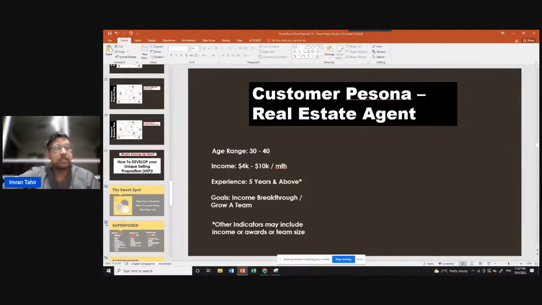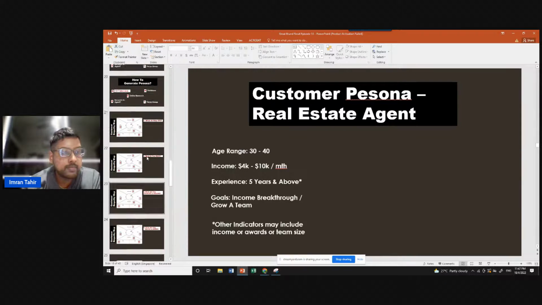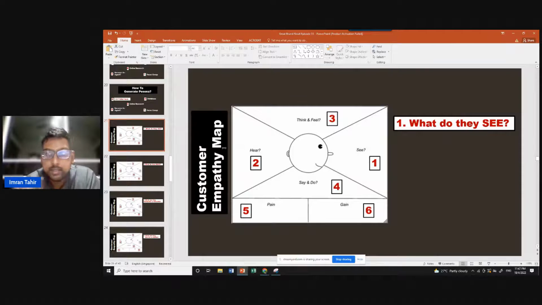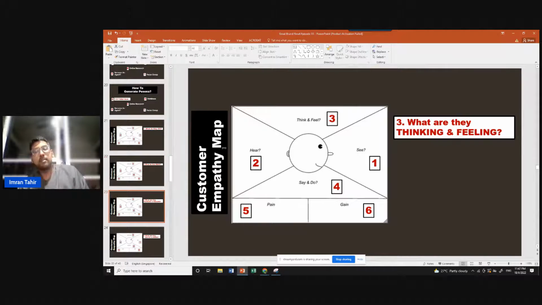And then you start to fill up this 6-step process: what they see, what they hear, how they think and feel, what they say and do, what the pains and gains are. Bring them all together and then look at it. Take some time, spend 15 minutes to half an hour, just looking at what you have filled up.